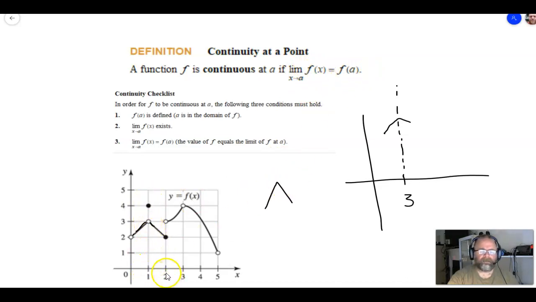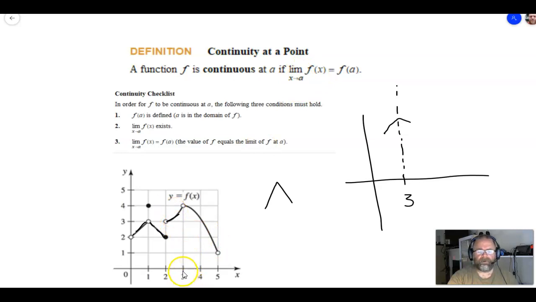How about at 2? Well, from 2, if I start from the left side, I go down here, but then I have to lift my pen and come up here from the right side, so this is also not continuous. And for this one, it's because the left-sided limit here is 2, the right-sided limit is 3, and since the left side and the right side are different, then the limit does not exist there.